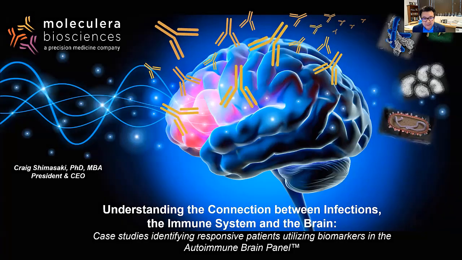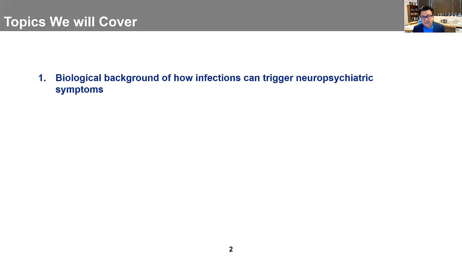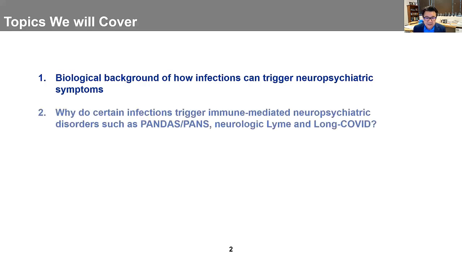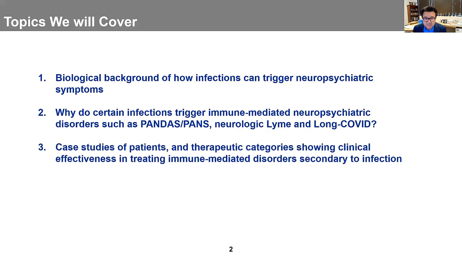So what we're going to cover today is the biological background of how infections can trigger neuropsychiatric symptoms. And then we're going to look at why certain infections can trigger these immune-mediated neuropsychiatric disorders. And you may be familiar with PANDAS or PANS, neurologic Lyme or post-treatment Lyme, and even more recently, the emergence of post-COVID long COVID syndrome.